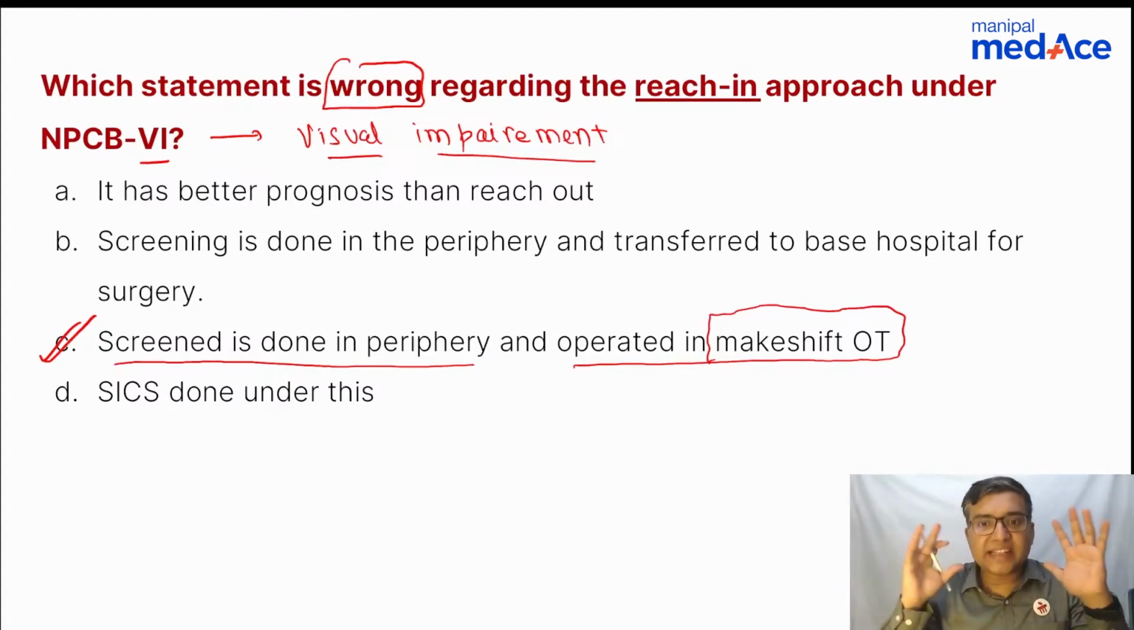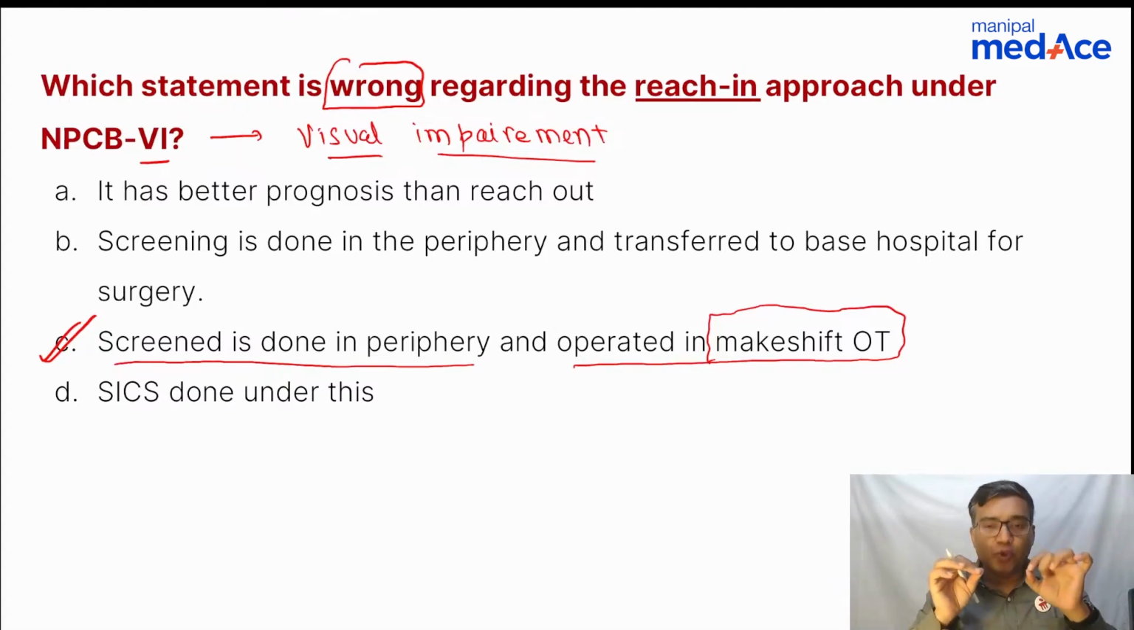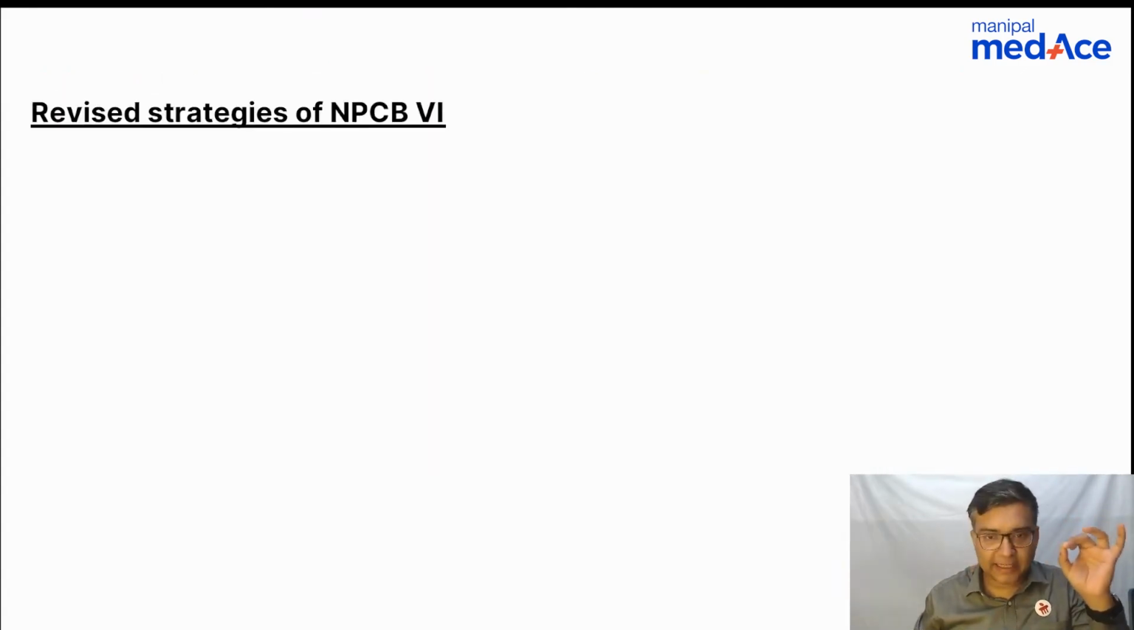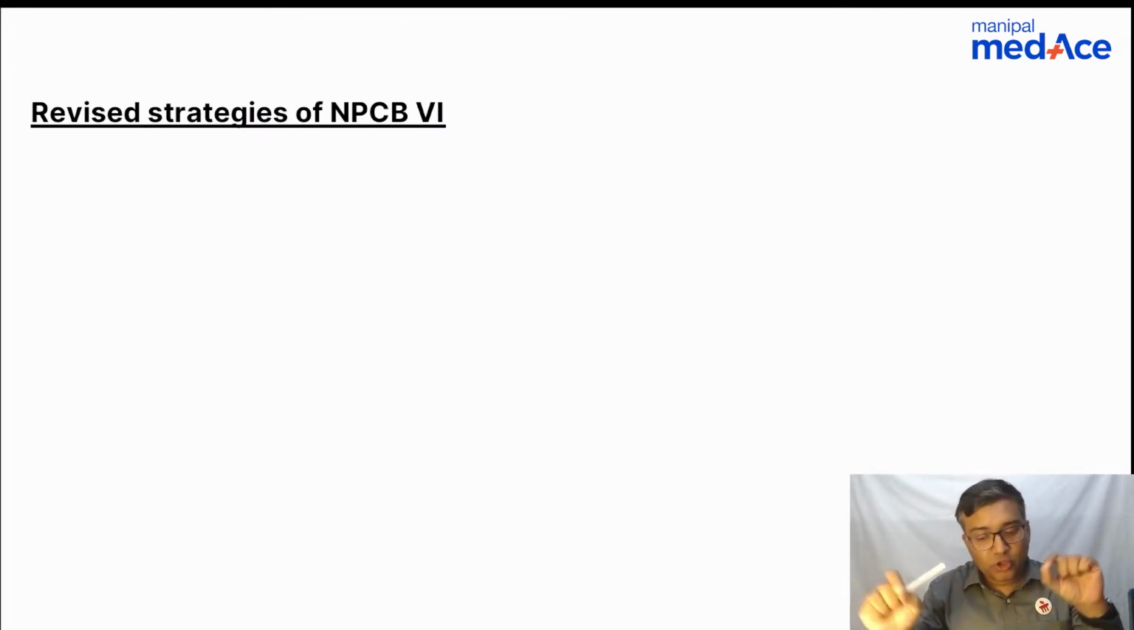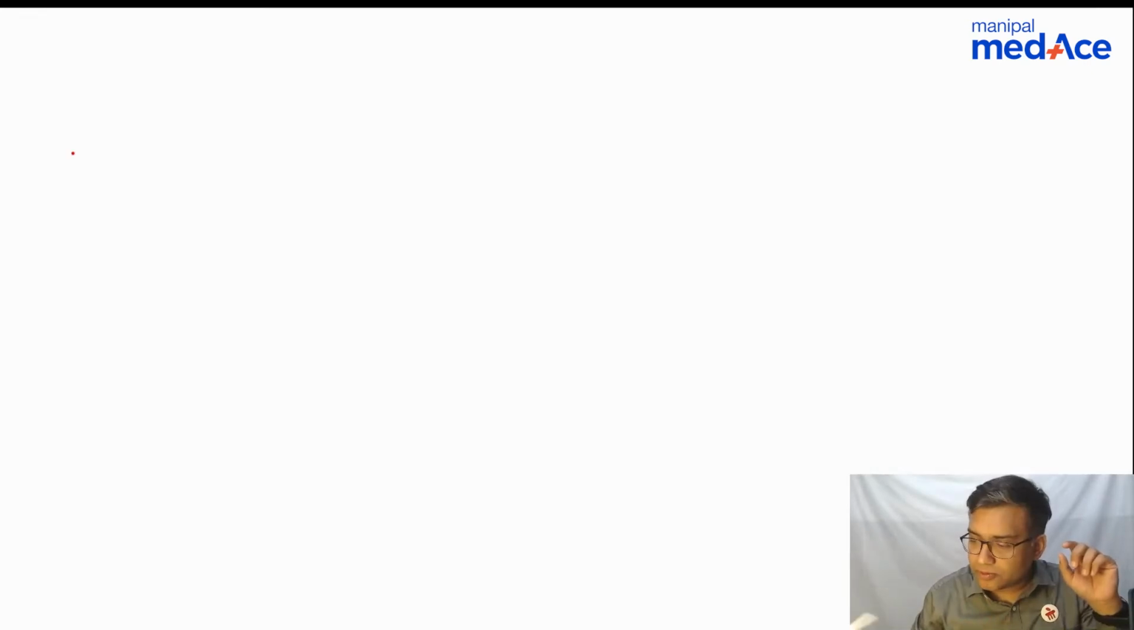Now, what are the various important things that you should know regarding the National Program for Control of Blindness and Visual Impairment? I would be telling you. So, please take a screenshot of this slide. First of all, in the revised strategies, they have told to shift from the eye camp approach to the fixed facility. This is called the reach in approach.